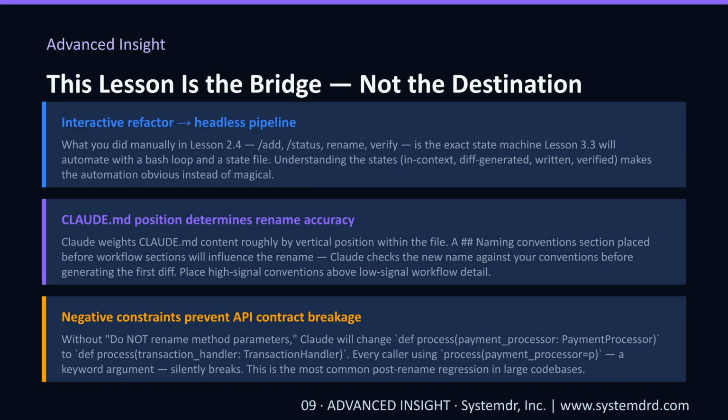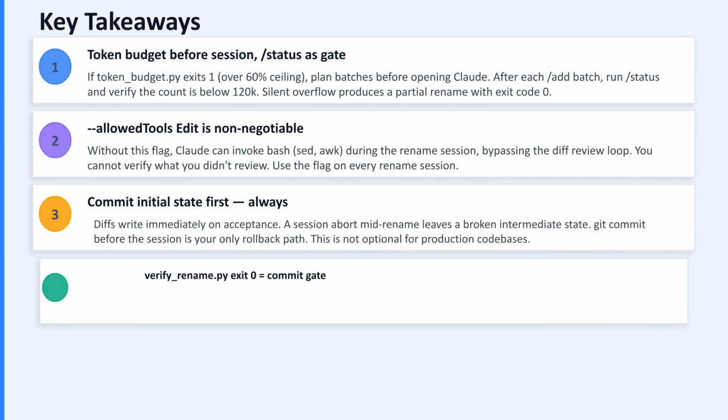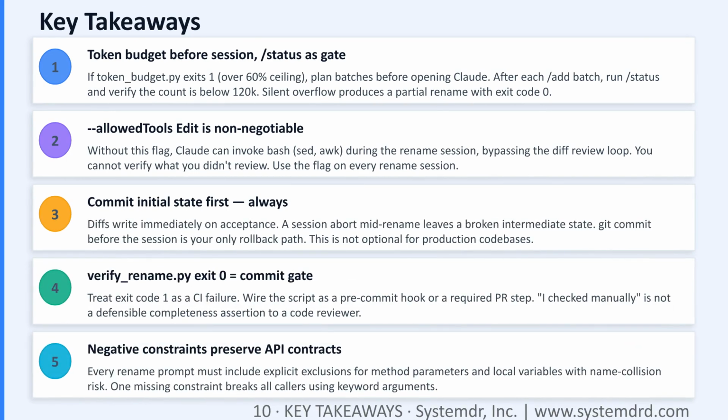Lesson 3.3 will automate. Remember that Claude.md content position determines rename accuracy, and negative constraints are critical to prevent API contract breakage. Our key takeaways emphasize the importance of the token budget, using the allowedTools edit flag, always committing the initial state, treating verification failure as a hard fix, and including negative constraints to preserve API contracts.